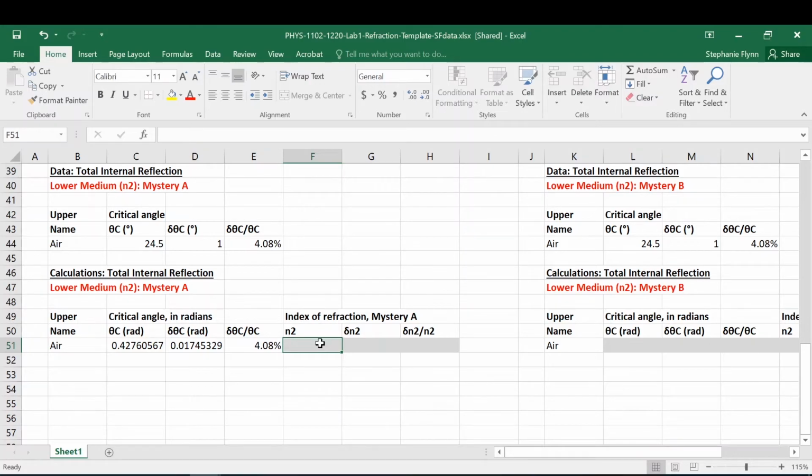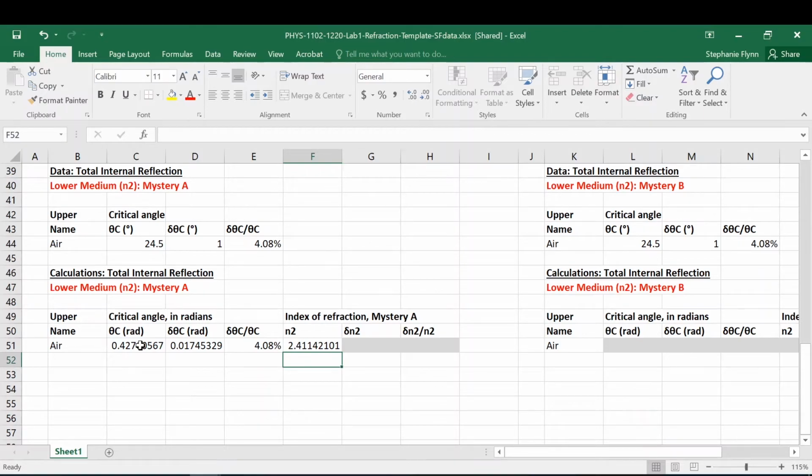And I want to use equation number 2 to calculate the index of refraction here. So if I rearrange equation number 2, I end up with, I have to start with an equal sign, 1 divided by the sine of the critical angle. So remember, I need to take the sine of the angle in radians, so I'm going to do that here.